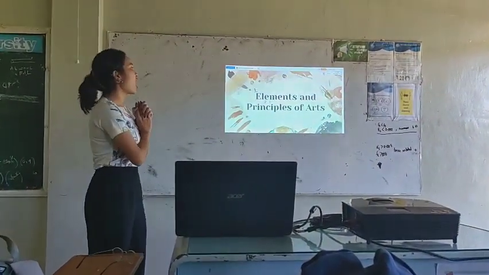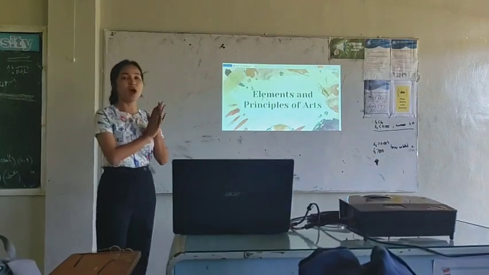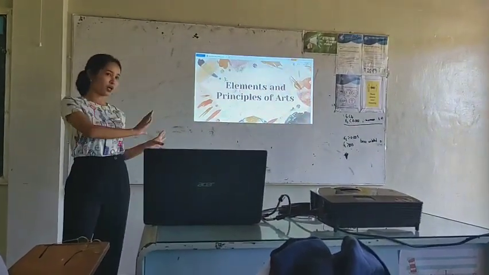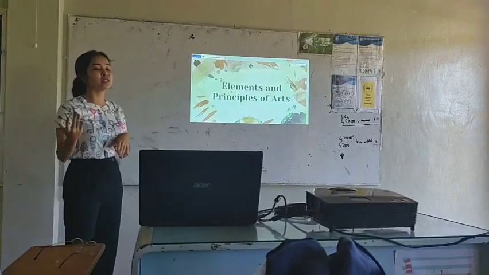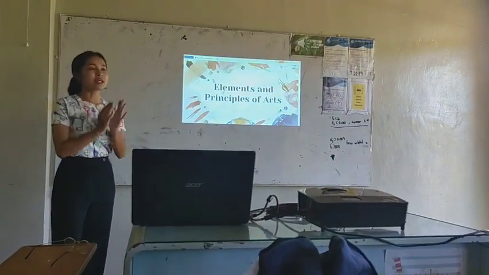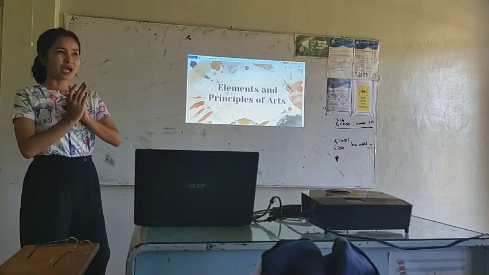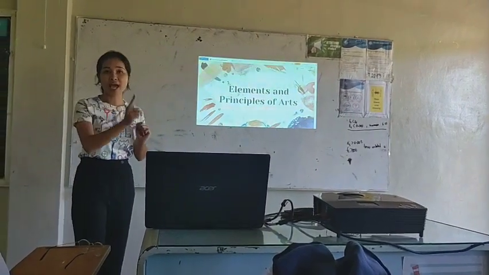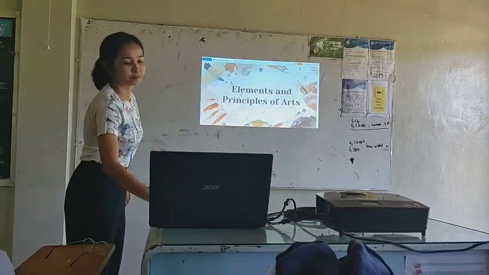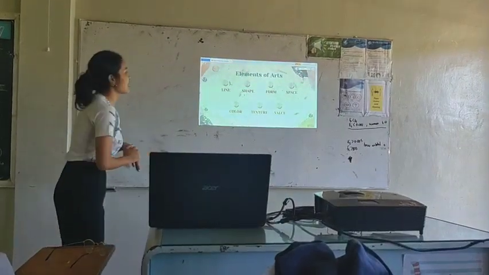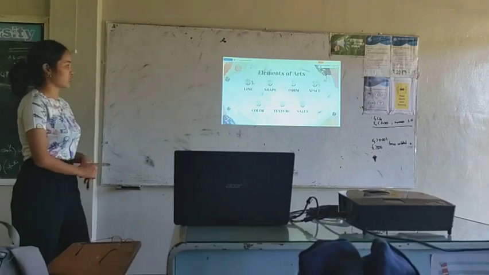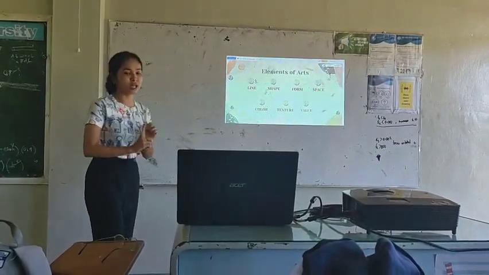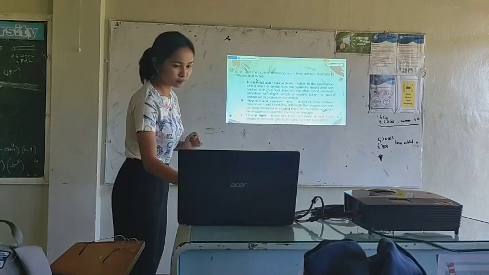So elements of art are the building blocks or the basic components that artists use to create their artworks. On the other hand, principles of art are the guidelines that artists use on how to organize or arrange the elements of art. There are seven commonly known elements of art: line, shape, form, space, color, texture, and value.